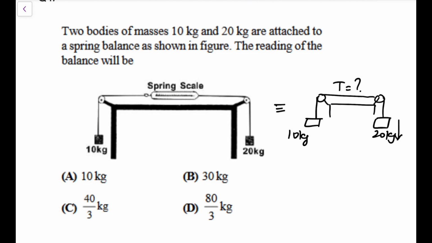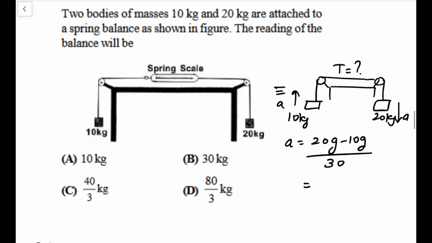It will go with an acceleration a, it will go with a upwards, and the magnitude of acceleration you can directly say would be 20g minus 10g upon total mass to be pulled, that is 20 plus 10, that is 30. So what you get? You get it as 200 minus 100, 100 by 30, that is 10 by 3 meter per second square.